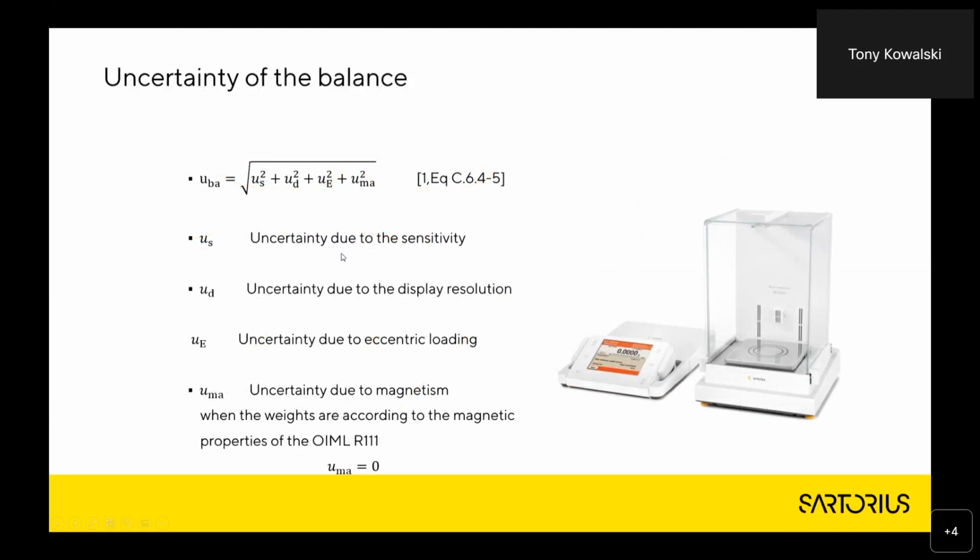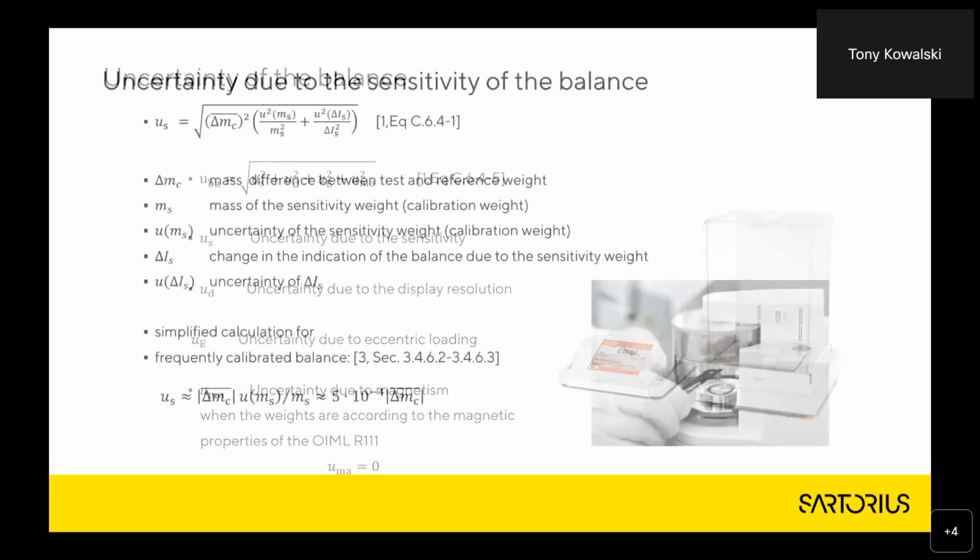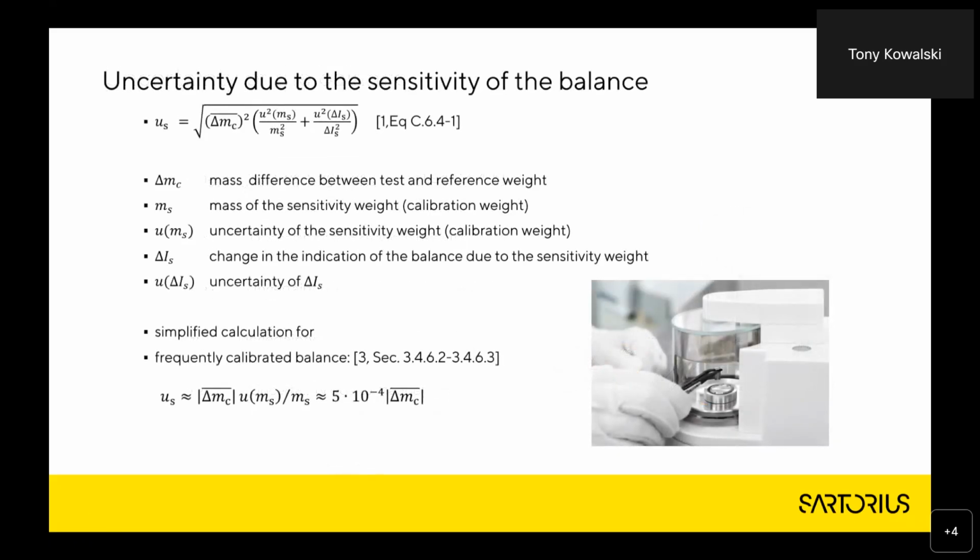From the balance, we have to add a value for the uncertainty due to the display resolution, the sensitivity, which is the range sensitivity. Also, eccentric loading, as the OIML said, you don't have to add this because it's included in the process of making your 5 or 3 ABA cycles. And yeah, the uncertainty and the sensitivity of the balance is the difference between the test weight and the reference weight. Again, it's normally 0 or very close to 0.